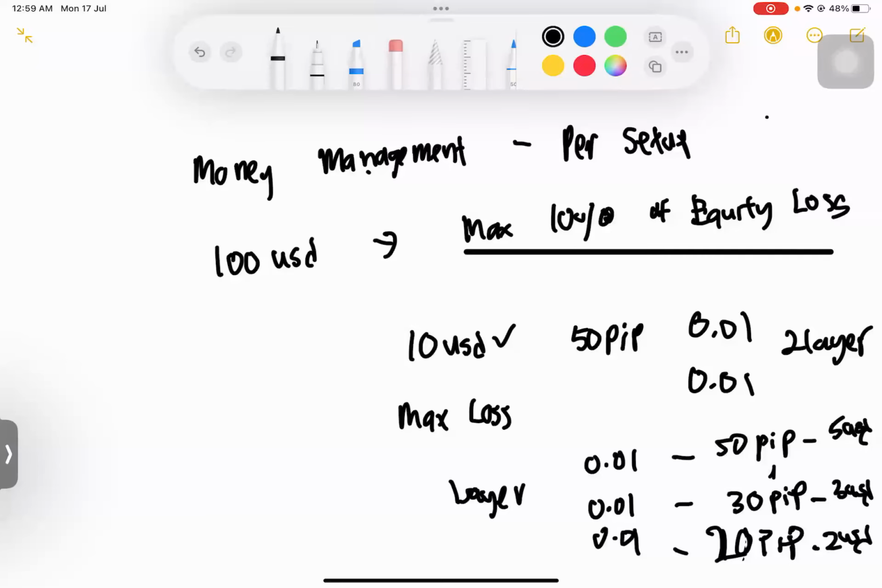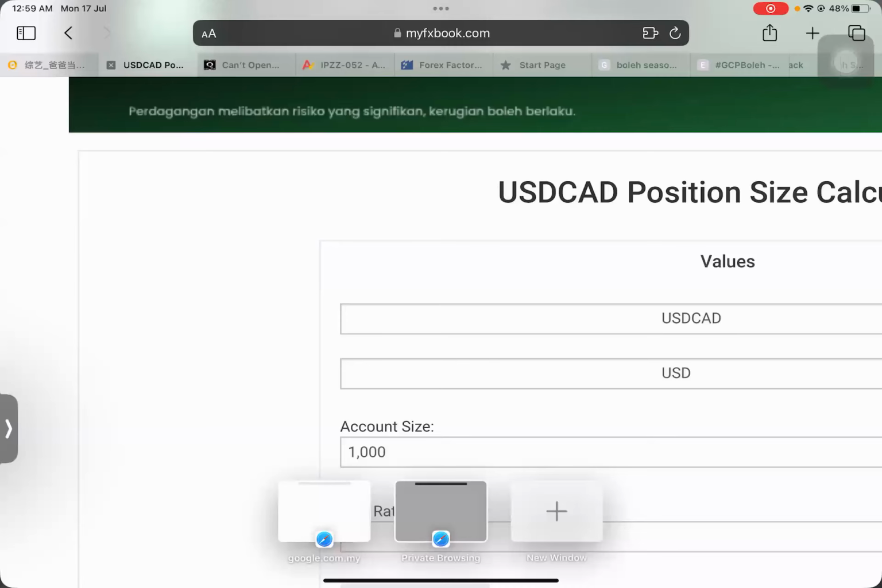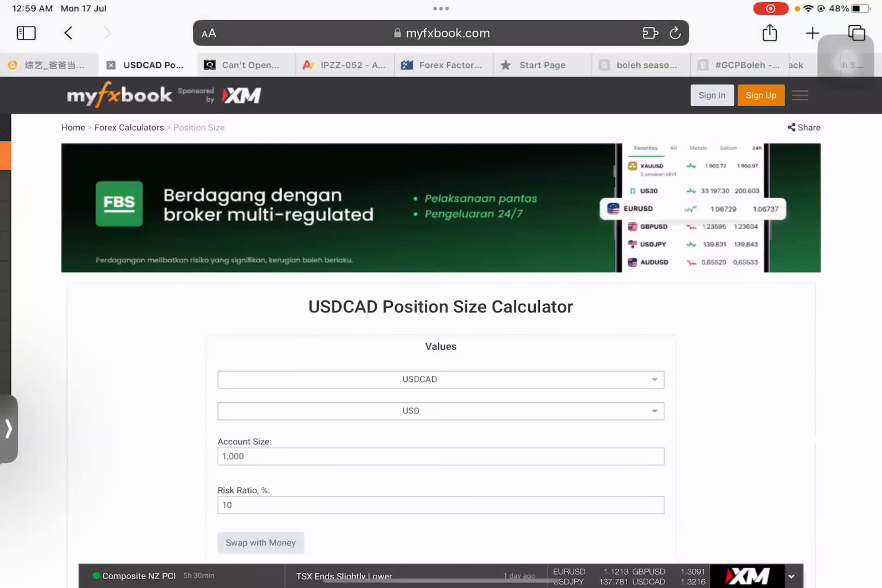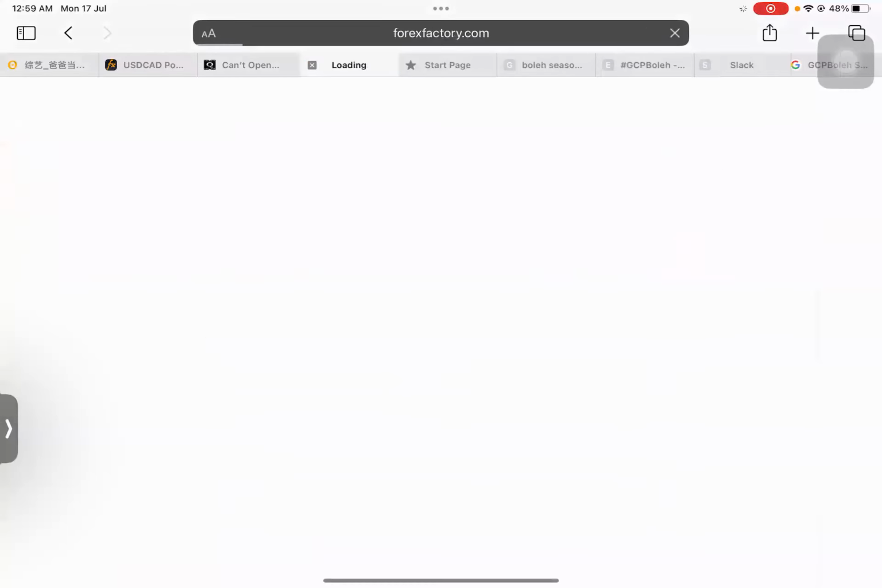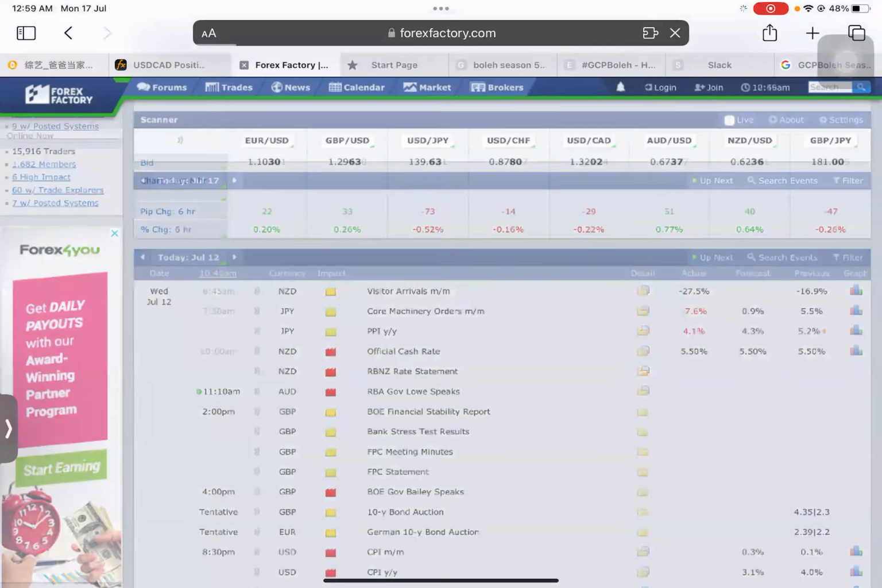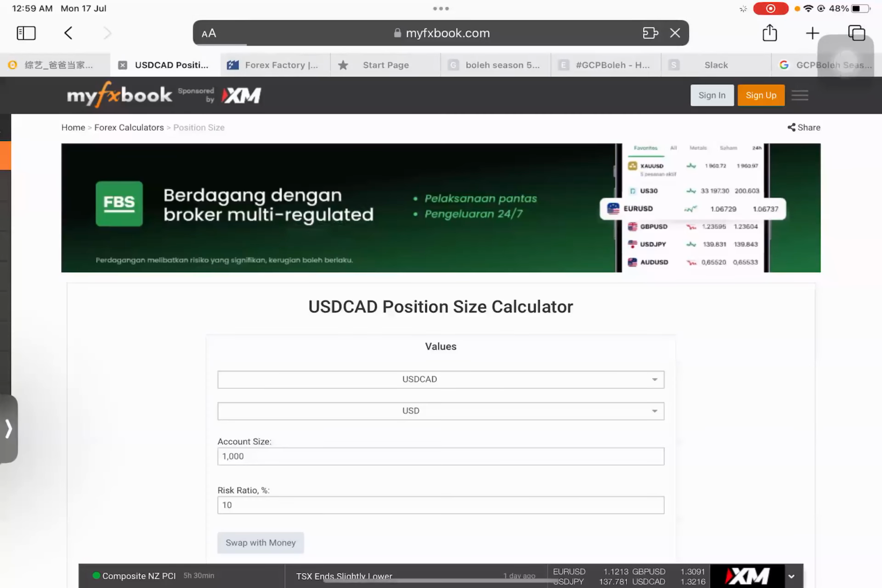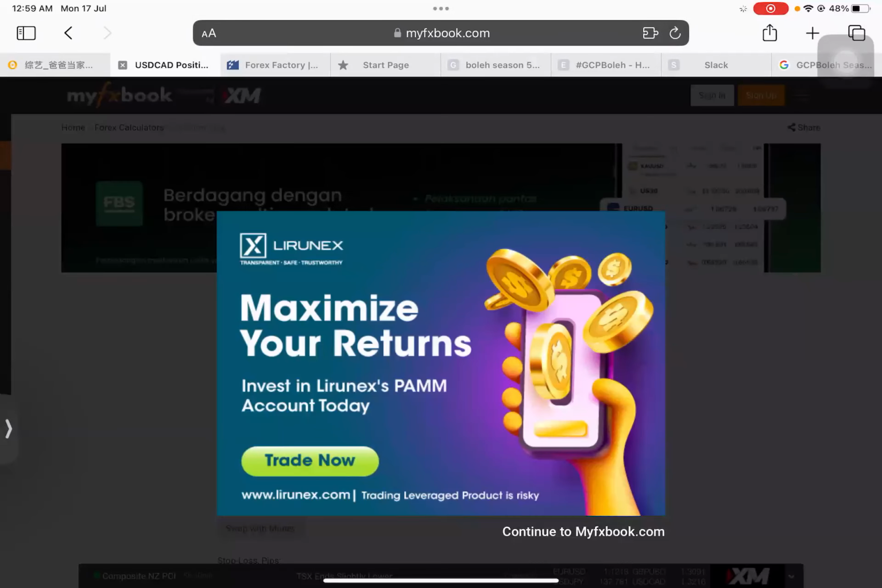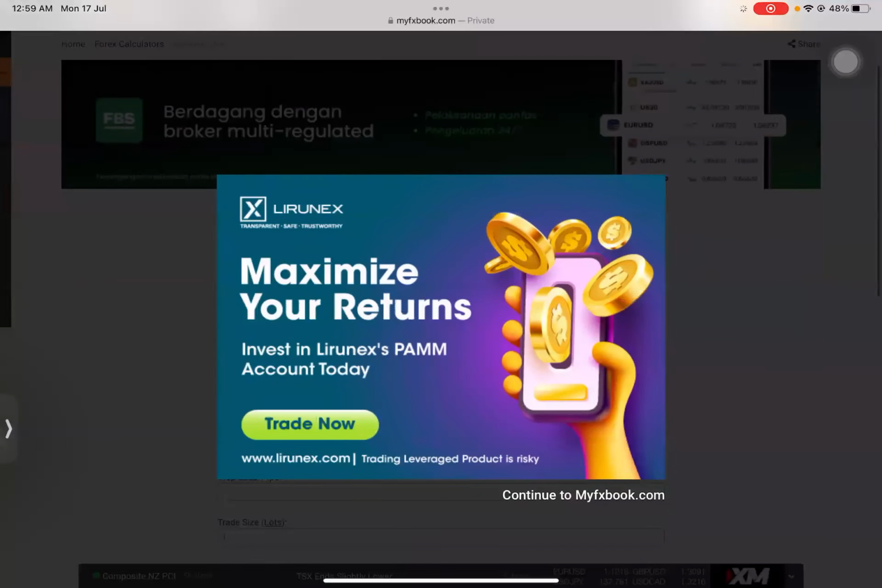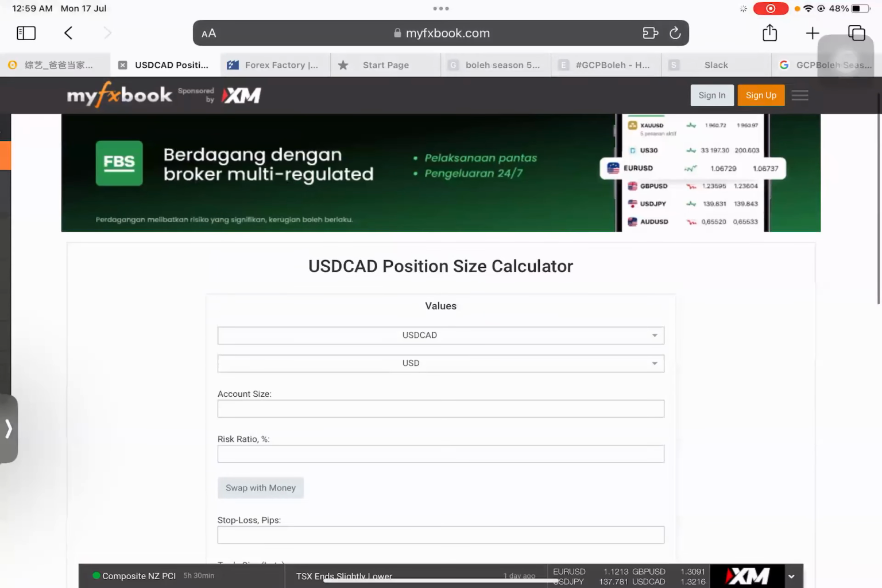So for every single entry, before you enter, you have to know already. You have to calculate. If you want to enter currency pairs that you cannot easily calculate, you can use this website. Don't focus on others, just on this. You can see this is the website of myfxbook.com.